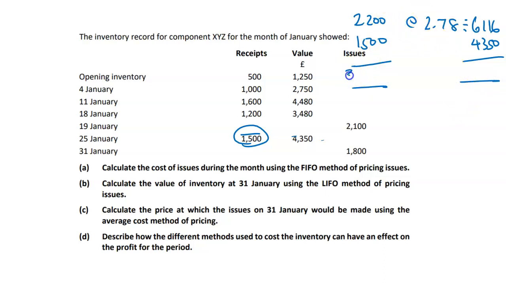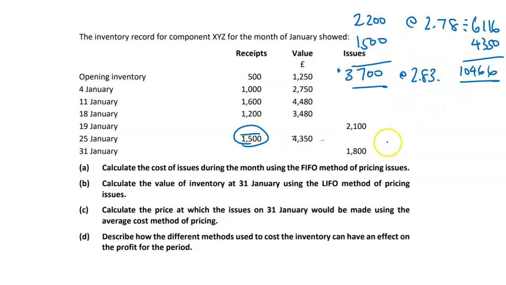So I now have 3,700 units with a total value of 10,466. That's what I'm saying: I have stock of 3,700 at a total value of 10,466. So I find the average value now. I say 10,466 divided by 3,700, and that's about £2.82. Let's say £2.83, let's round that up.